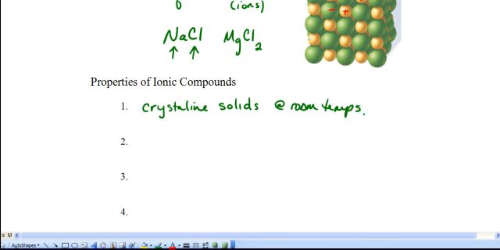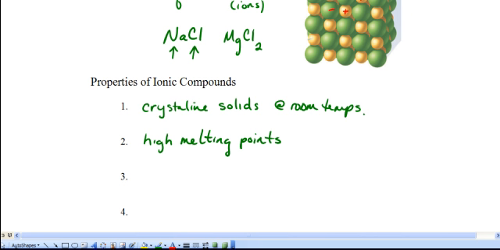All right. Number 2, they're going to have high melting points. The reason why they have high melting points is because it takes a tremendous amount of energy to separate a positive from the negative charges. These are very, very strong bonds, and so in order to get those things to separate and start moving around one another, you have to put a tremendous amount of energy into these things.